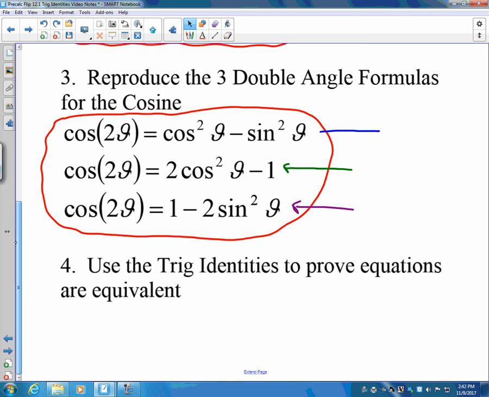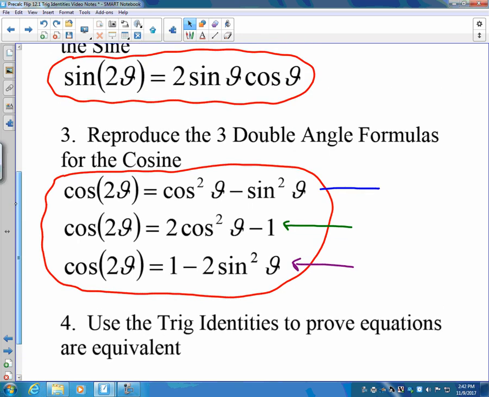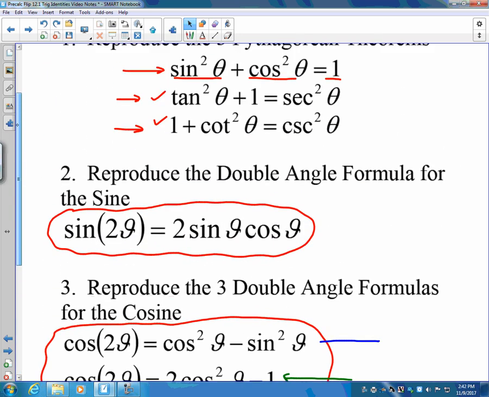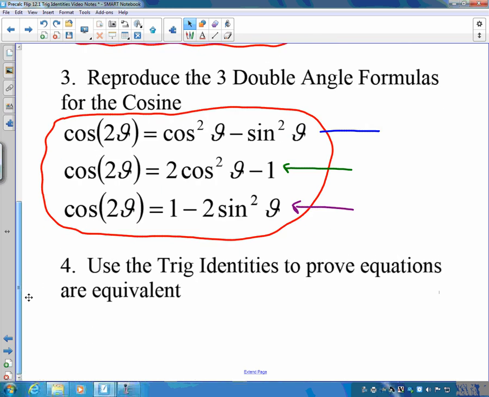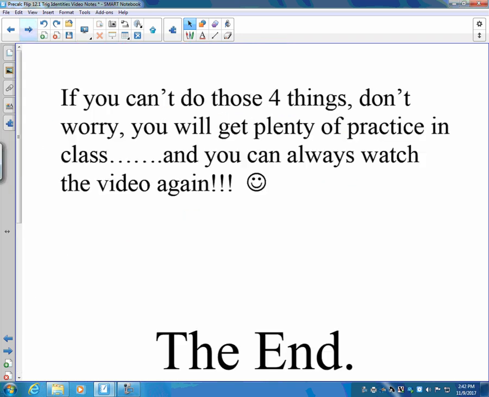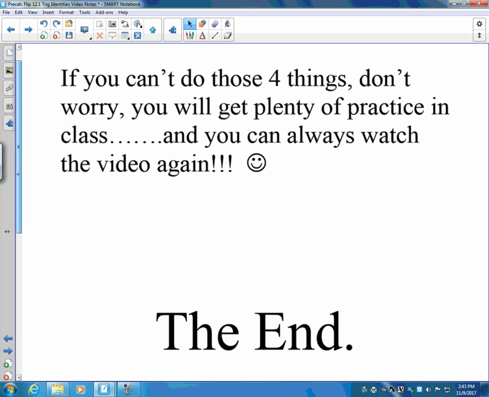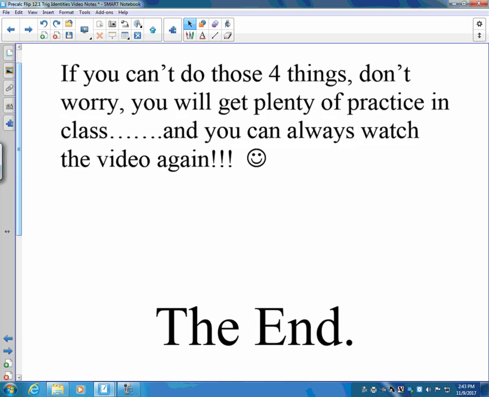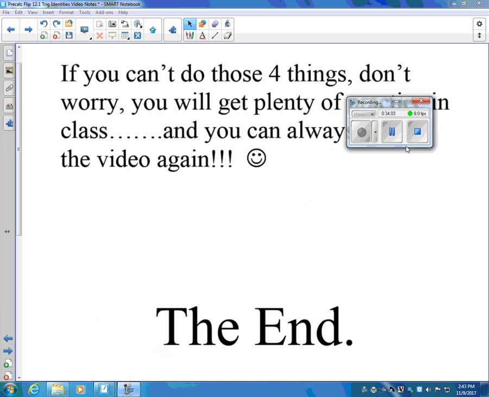And hopefully you can use the trig identities up above, these 3 for the cosine of 2 theta, that one for the sine of 2 theta, and these 3 Pythagorean trig identities, to prove that equations are equivalent. So that's it. If you can't do those 4 things, don't worry. We'll get plenty of practice in class. And hey, you know what? You could always watch this video a second, a third, or a fourth time. But thanks for watching.